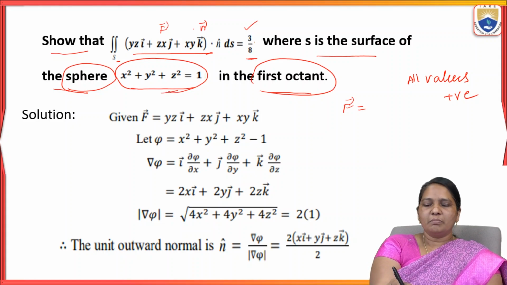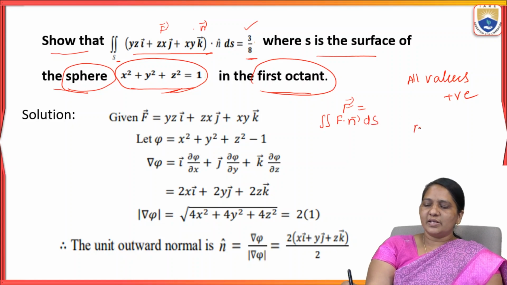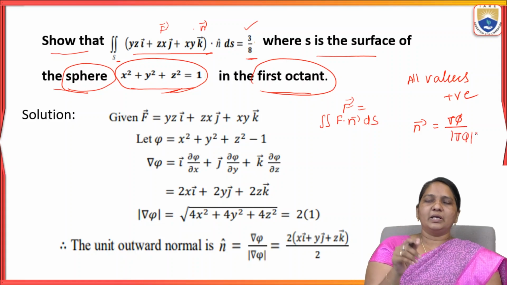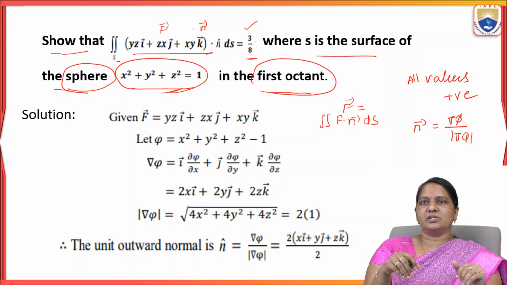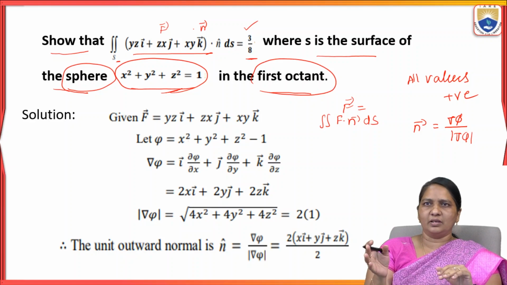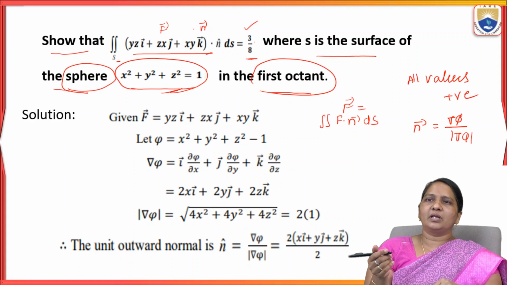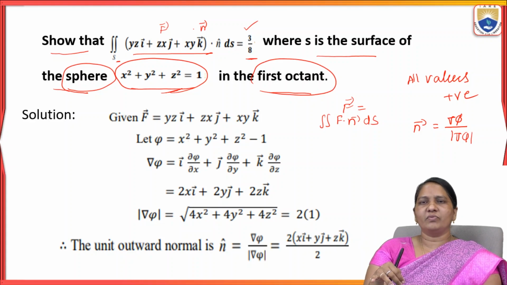Next, we are taking the sphere as phi. So phi equal to x square plus y square plus z square minus 1. As in the previous problem, we have to evaluate f bar dot n bar ds. So what is n bar? n bar is the unit normal. We have to calculate del phi by the modulus of del phi. This procedure you must have at your fingertips, then it will be very easy. Otherwise these problems are very lengthy. If you take it step by step, it will take so much time. That's why you have to understand the steps, then we can do the calculation very fast.